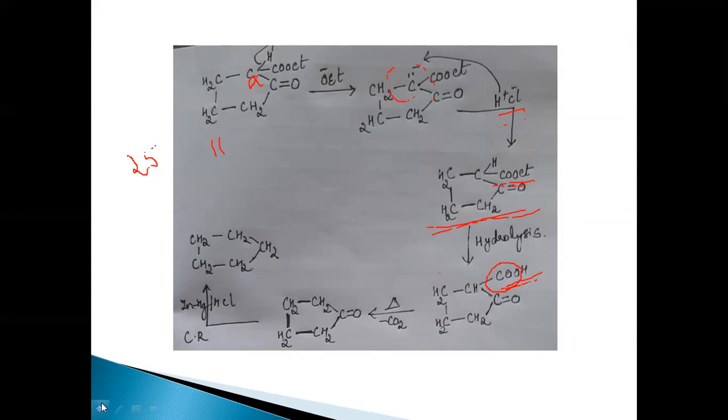Here now, in this particular case, that is diethyl adipate, that 1,6-diester is giving you the cyclopentane. So one less than that of the starting material we are getting as a ring here.